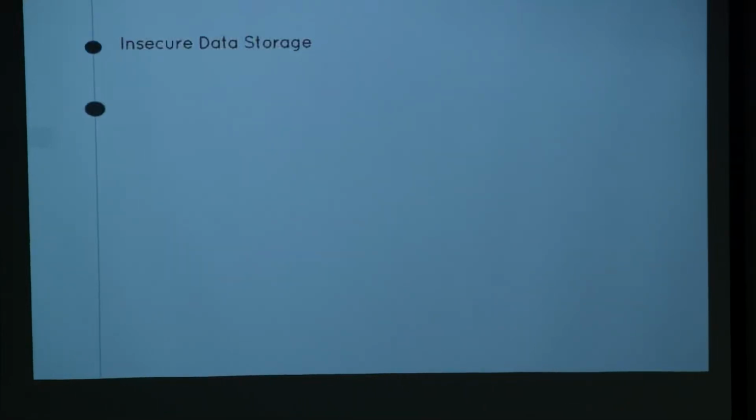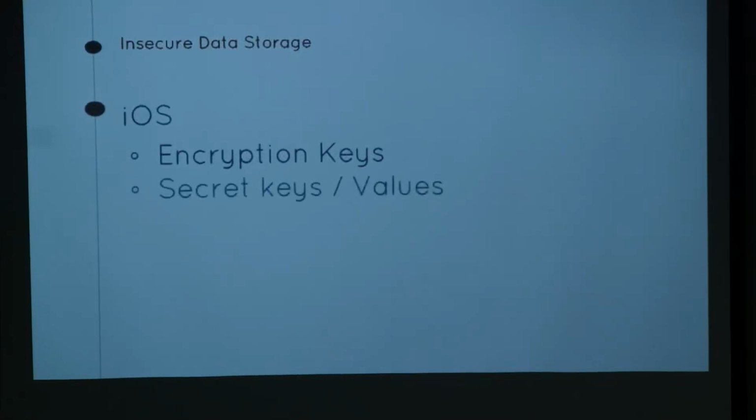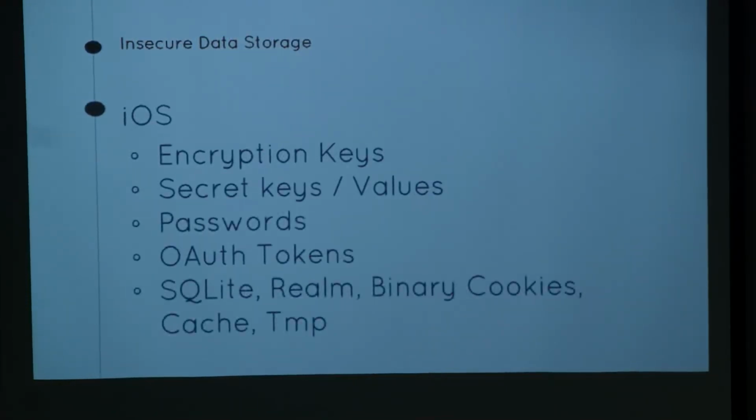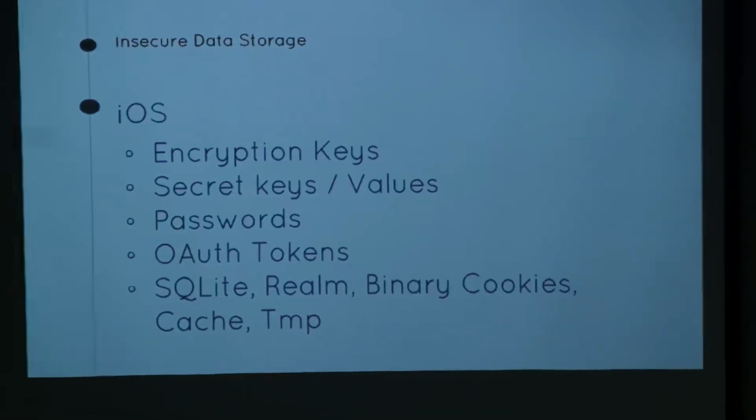Insecure data storage is all over mobile. This is where I find issues all the time. You'll have encryption keys, secret keys, passwords, OAuth tokens, SQLite databases with everything from first names, last names, passwords, to Windows SIDs, to emails, email bodies. I'm not even joking. And you also have binary cookies. This is different. It's not within Android. And we'll get to binary cookies in a little bit.